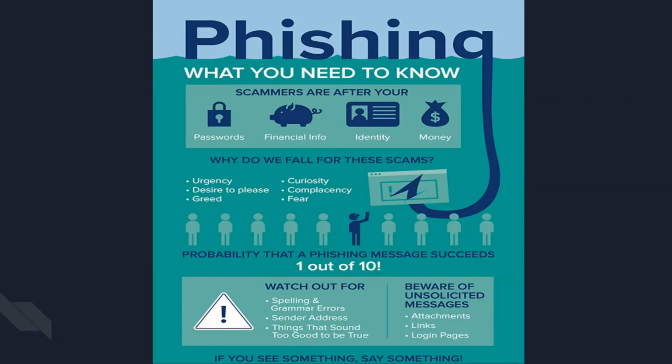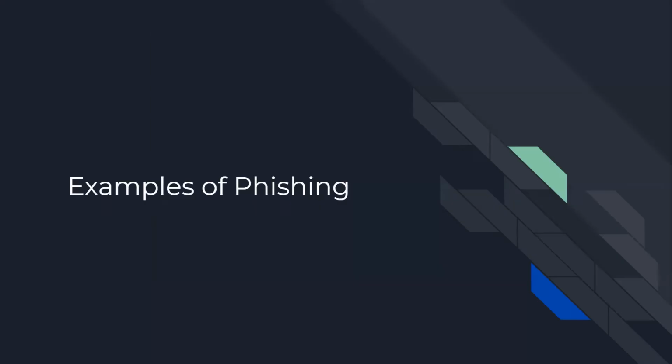And then we also need to watch out for spelling and grammar errors, the sending address, and things that sound too good to be true. As it's often the saying, if it sounds too good to be true, it often is. And it's the same thing with phishing emails. And then we also need to be aware of unsolicited messages, which include attachments, links, and login pages. And if you see something, say something. So now let's get into a few examples of phishing.